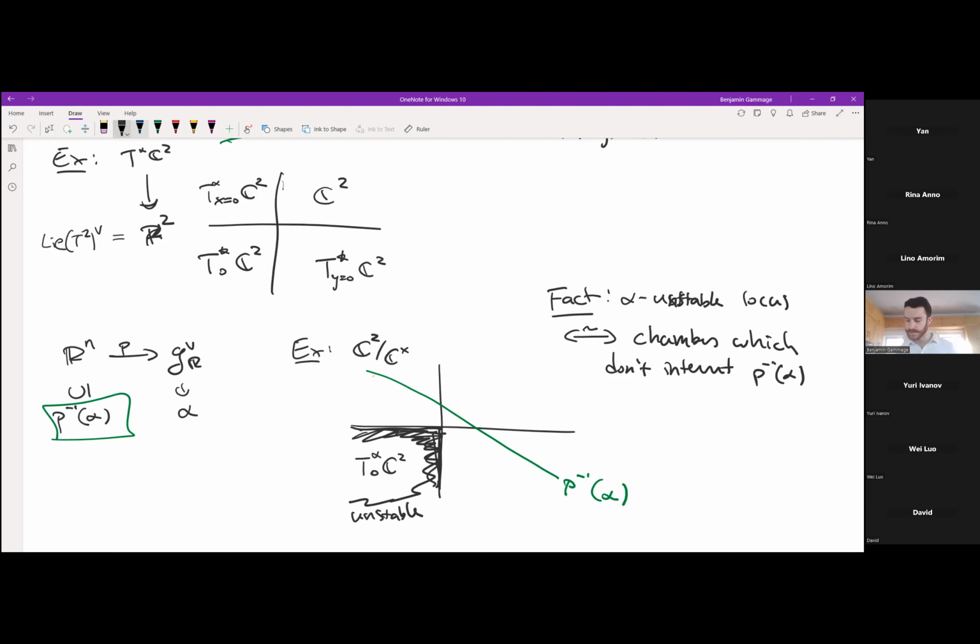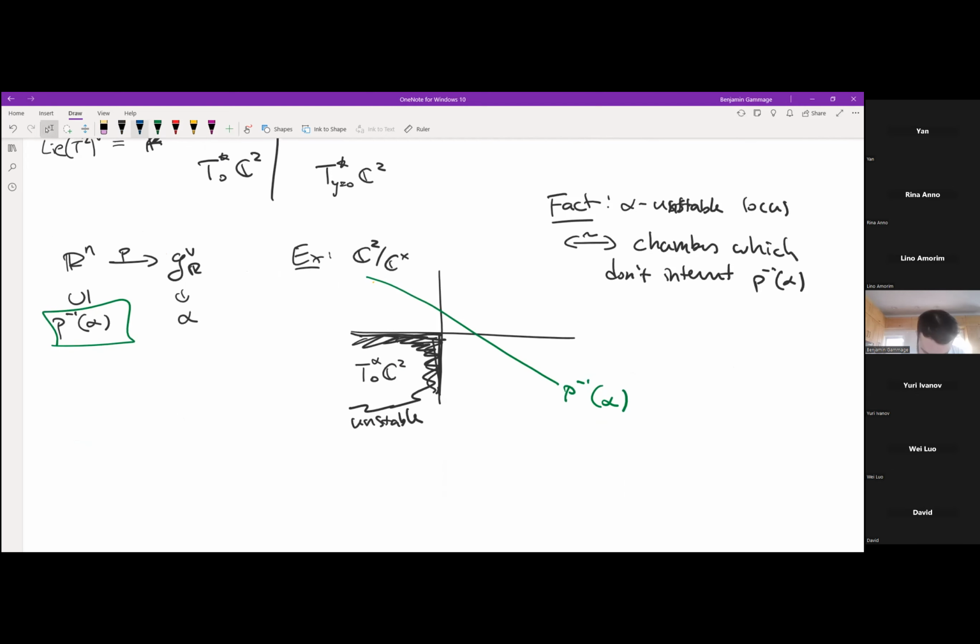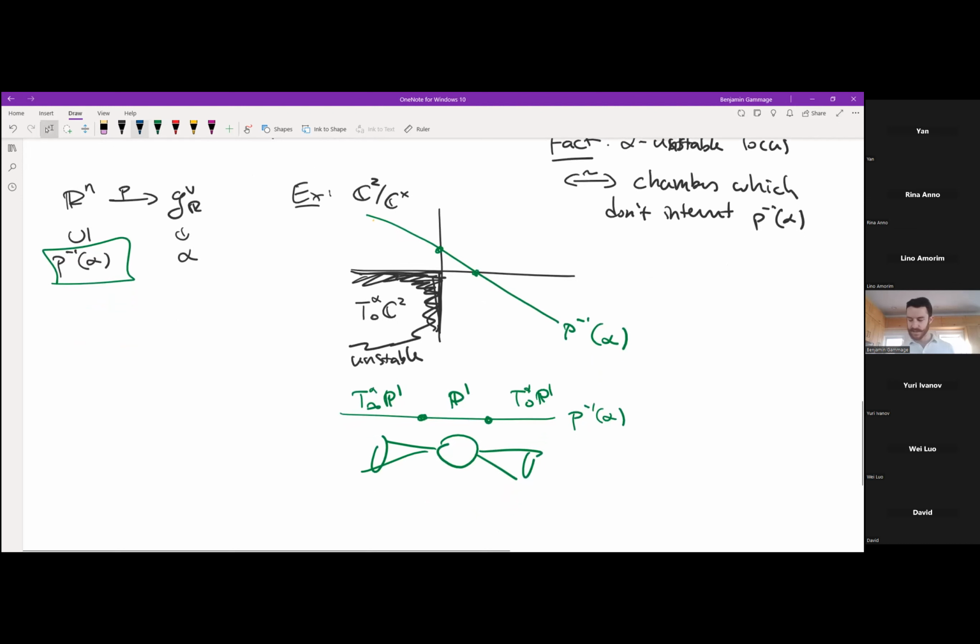And now, since I've taken a C star quotient, you can see that the pieces in this hyperplane arrangement are like, I should really imagine this. Let me draw my green thing now. So I'm just redrawing my P inverse of alpha here. And this thing inherits a hyperplane arrangement by where it intersects these hyperplanes. And now I can see that if I look at this hyperplane arrangement, I really am seeing like T star P1. Here's a P1, and here is a T star zero of P1, and here's a T star infinity of P1. So once again, the geometry here you can read right off of the hyperplane arrangement.